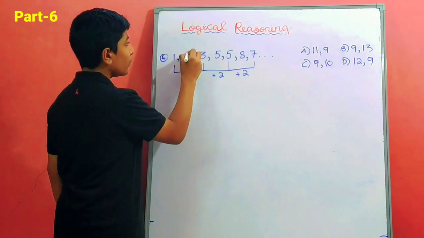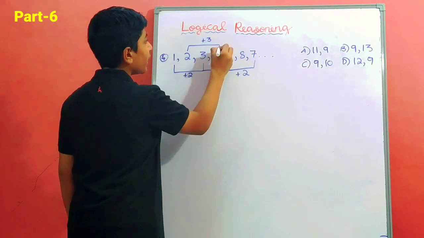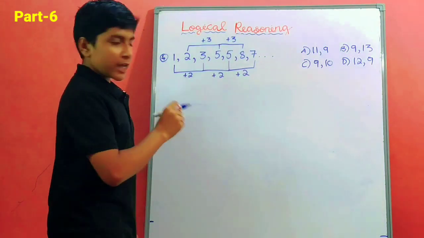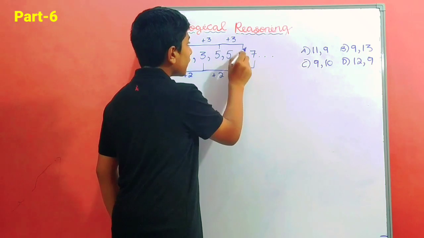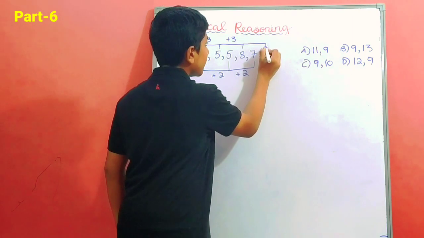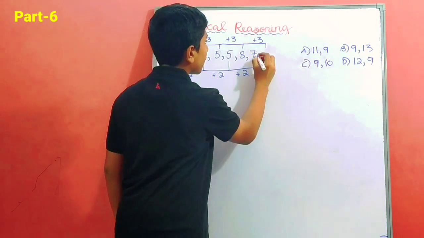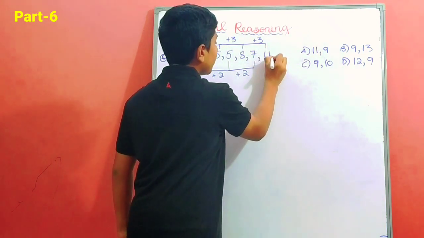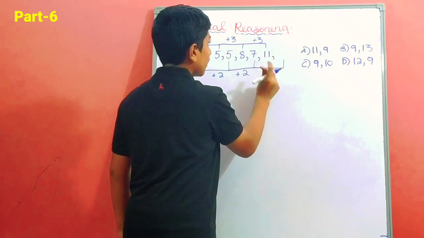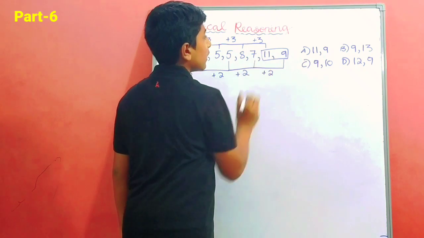And for this, from 2 to this 5, we have added 3. And from 5 to 8, we have added 3. So now, in the same manner, after 8, we have to leave 7, and for the next one, we should add 3 again. 8 plus 3 will be 11. 11, comma, and then we have to go here. We have to add 2 here. We have 7 plus 2, which is 9. So our two numbers are 11 and 9.